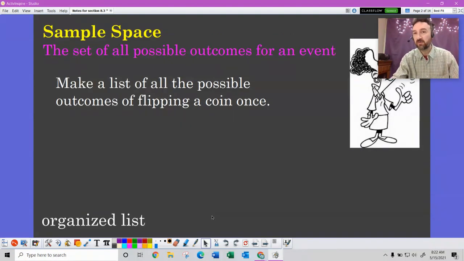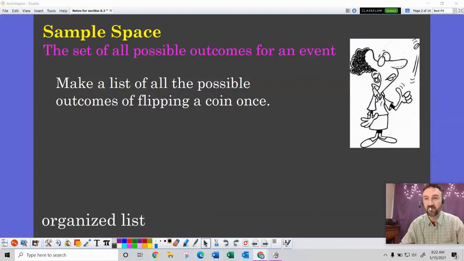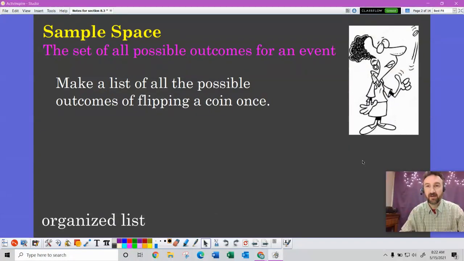I think the first thing that we need to write down, and now let me move myself here so we can see the icon there, is the idea of sample space. And it's really simple, actually. It's just the set of all possible outcomes for an event. So that yellow and pink statement, that's definitely something that you want to have in your notes as a definition, but then just as an idea in your head, it's really just making a list.